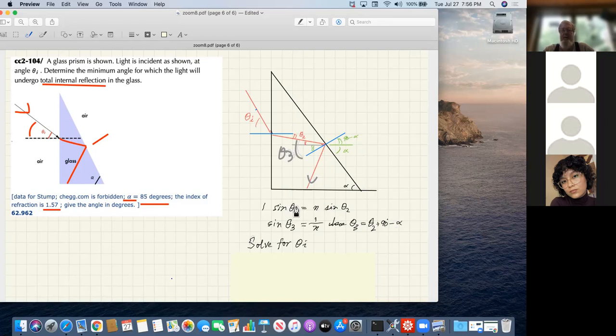So I have here 3 equations with various unknowns. And what am I trying to calculate? I'm trying to calculate theta I. So I have to solve these 3 equations for theta I. All right, so let's see how we can do that.